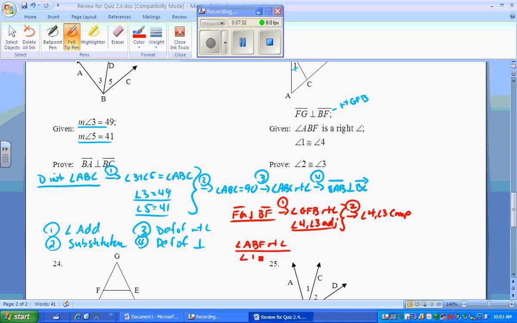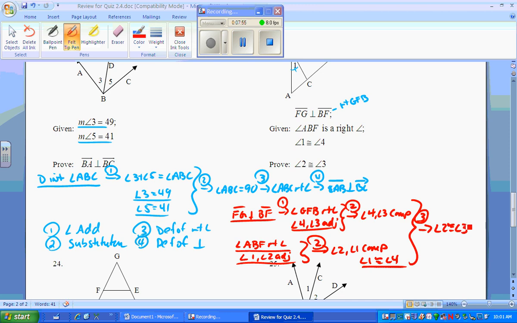Given. We know that 1 and 2 are adjacent, which are forming angle ABF. These two together, same reason as here. Angles 2 and 1 are complementary. And then we knew from the given that angle 1 and angle 4 were congruent. These three together, up to reason 3, angle 2 is congruent to angle 3.